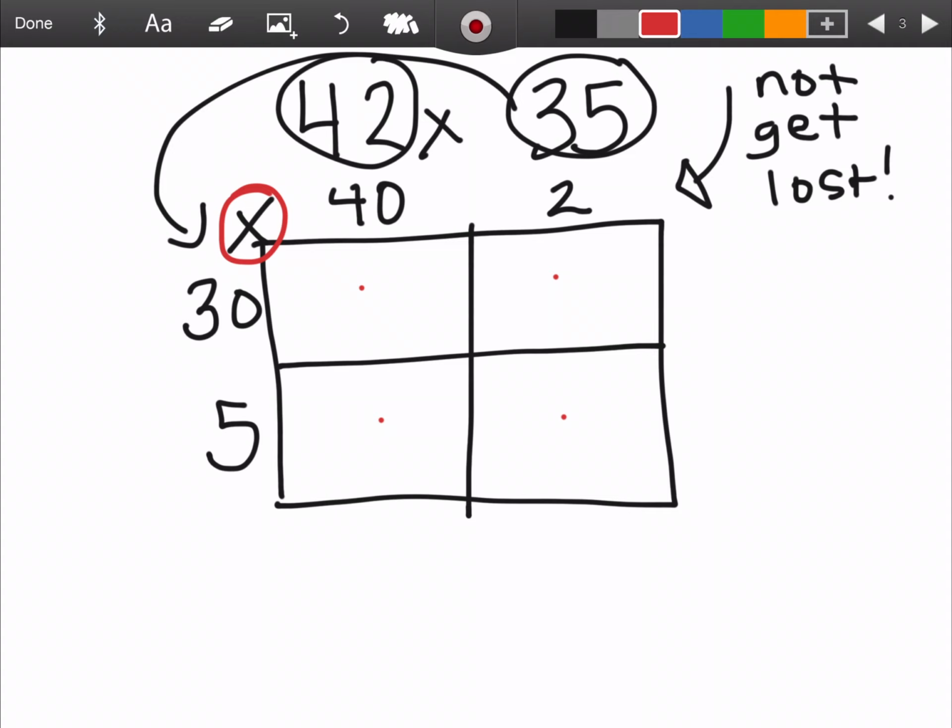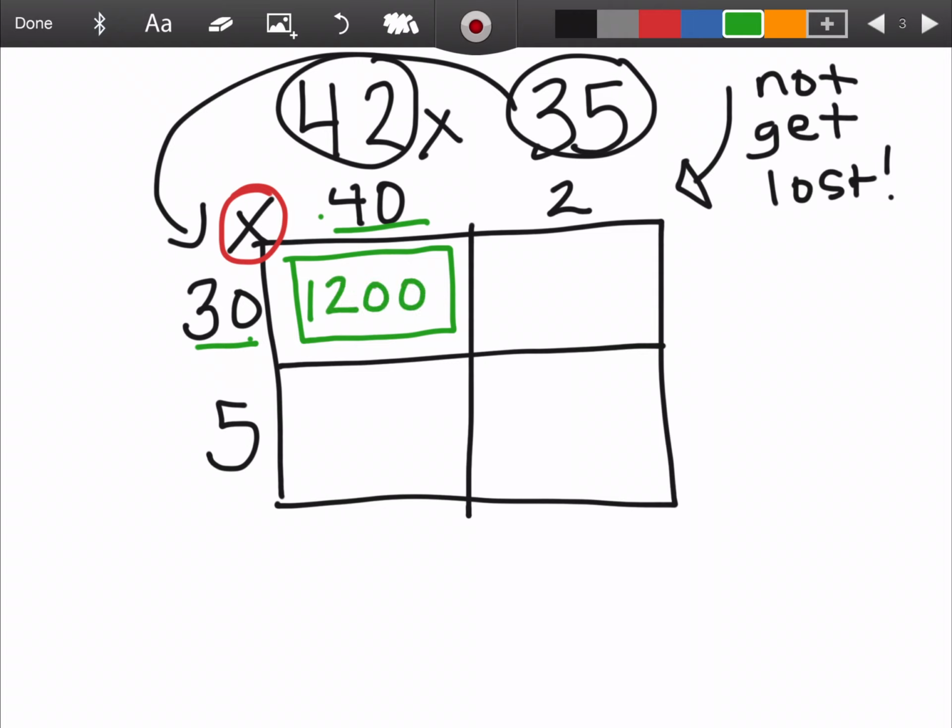And so I'm going to go through and I'm going to show you which one goes where. So let's start off with this square here. In this square, everything that's touching it is going to go inside. So that would be 30 times 40. And just like before, I like to say 4 times 3 is 12, and I add those extra zeros. Now I'm going to move on to this square.